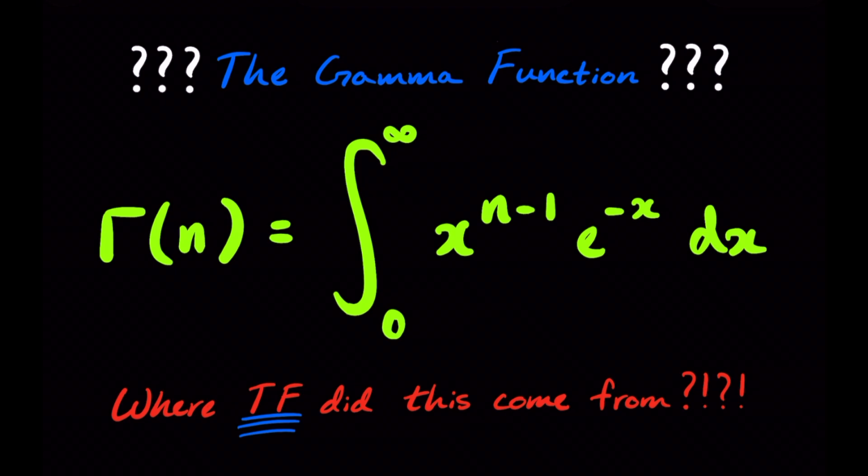Today we'll be delving into the notorious gamma function and where it actually comes from. Why does it have the definition that it has? What does this funky integral have to do with the factorial function? Where does the x to the n-1 e to the negative x come from? And why is its integral evaluated at these bounds, and many more questions.